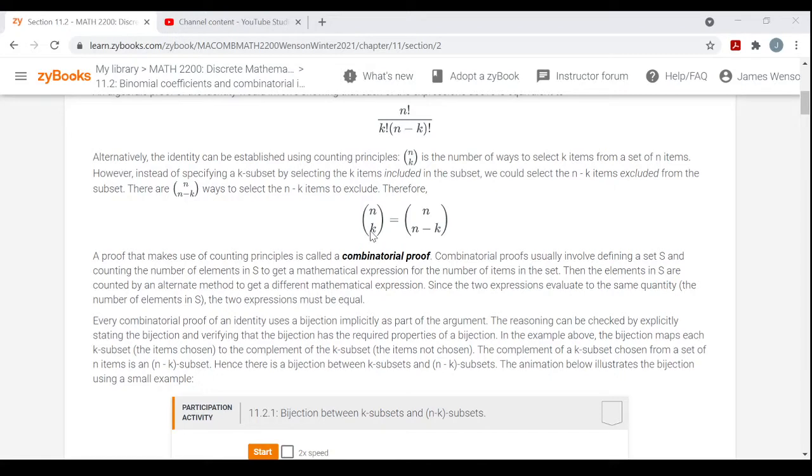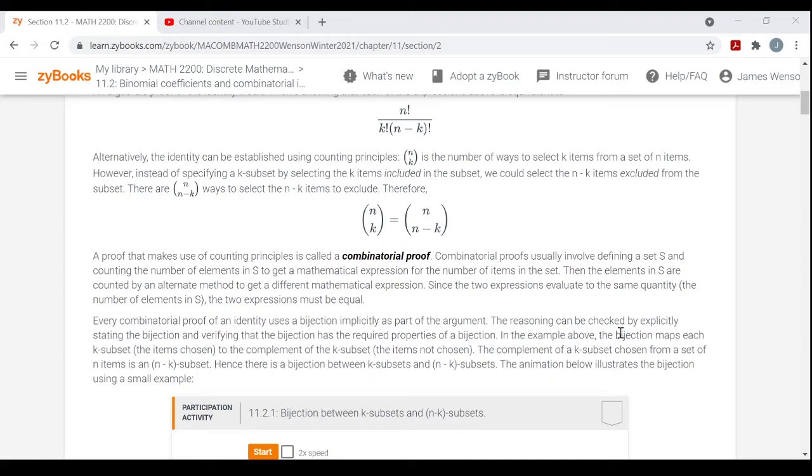Just like I did with where I put the y's and n's: 5 choose 2 is how I count the number of ways to put the y's down. That's equal to 5 choose 3, where I counted it a different way, by counting the number of ways to put the n's down. Every combinatorial proof of an identity uses a bijection implicitly, as part of the argument. The reasoning can be checked by explicitly stating the bijection and verifying that it has the required properties of a bijection, right? It's one-to-one and onto.